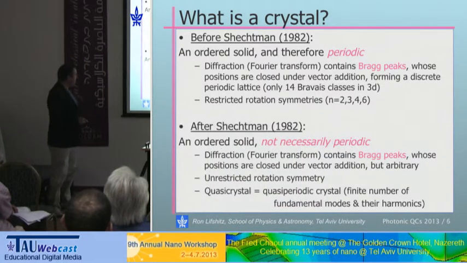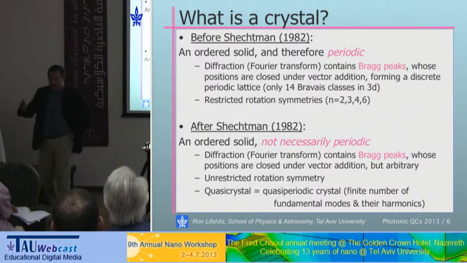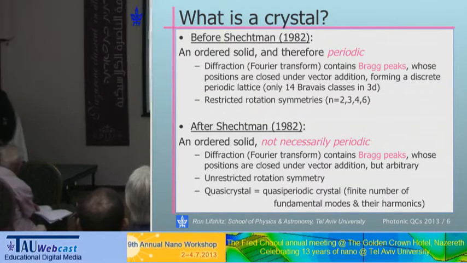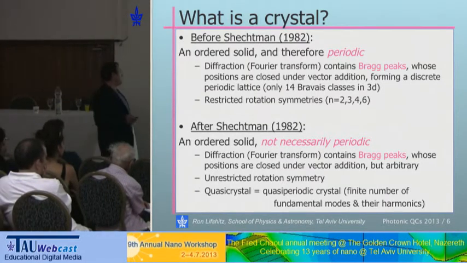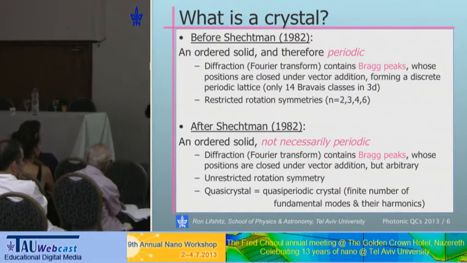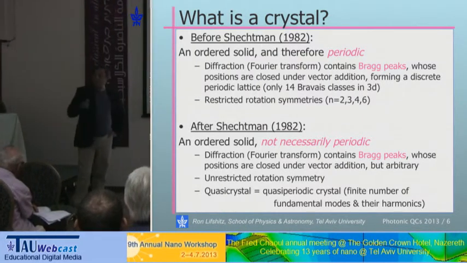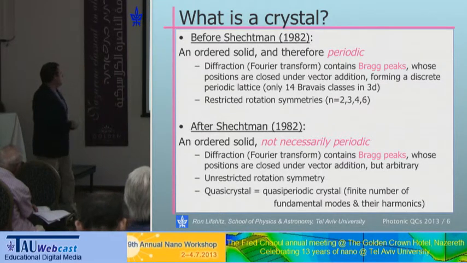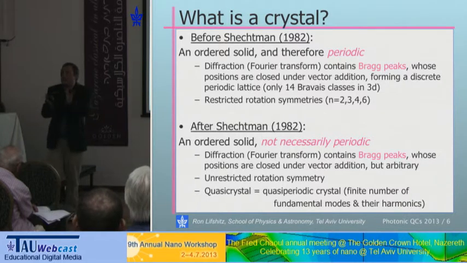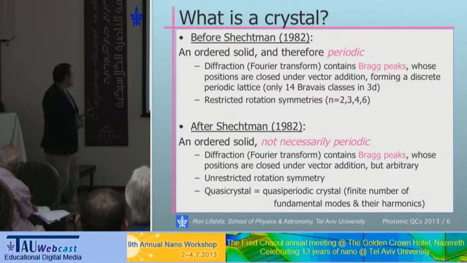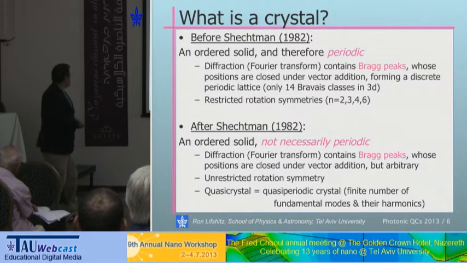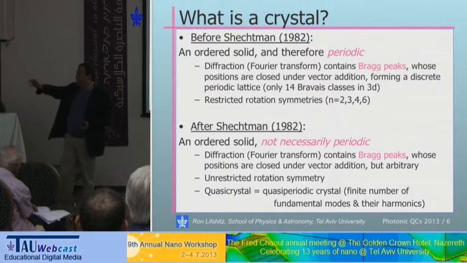Now, in 1982, essentially the discovery of Dan Shechtman taught us that order does not necessarily imply periodicity. What Dan Shechtman saw is a diffraction diagram which showed these very nice, sharp Bragg peaks, whose positions were closed under vector addition, the same kind of behavior that we saw in periodic crystals, but now we saw that they have essentially arbitrary positions in Fourier space. So there's no longer any restriction on the rotational symmetry that they can have.